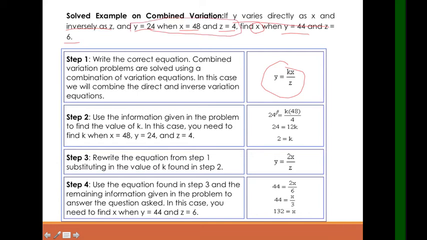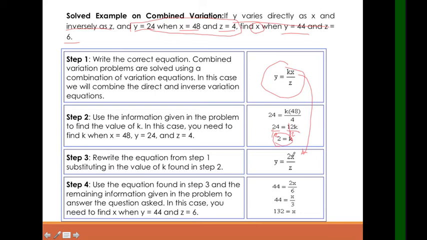So, we have 24 equals k quantity 48 for the x. Then 4 for the z. Okay? 48 divided by 4 is 12. Then divide both sides by 12 to cancel 12. And k is equal to 2. 24 divided by 12 is 2. Using the same formula, just substitute the value of k, which is 2. So we have 2x over z.